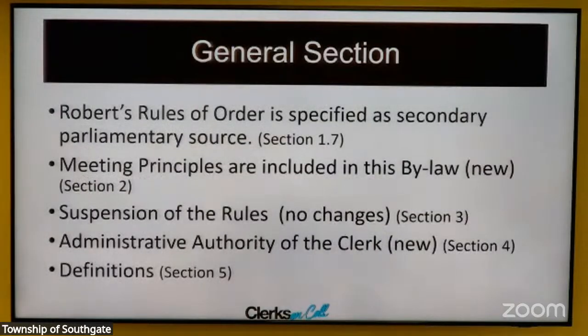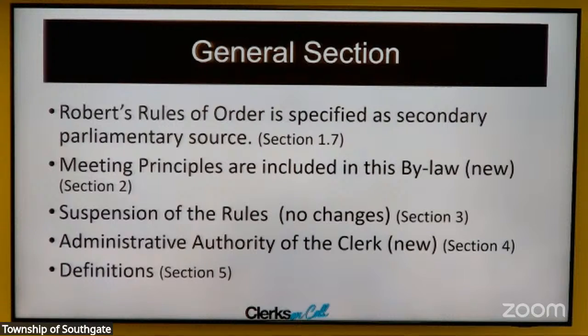So the first section is the general section, and as you can expect, it really sets out some of the general guidelines and sets the tone for the rest of the procedure bylaw. So this slide includes some of the new or updated sections. So the new bylaw still specifies that Robert's Rules of Order is your secondary parliamentary source in the event that your procedure bylaw does not capture a particular situation. Using Robert's Rules of Order is standard across most municipalities in Ontario.